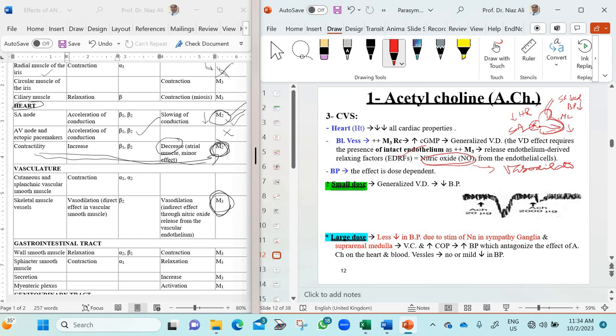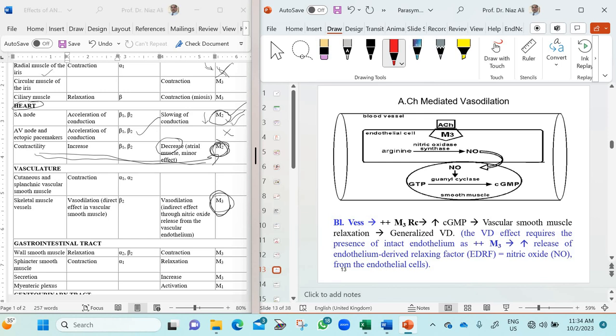Remember, in small doses, the acetylcholine is going to produce a very good fall in blood pressure. But in large doses, as we discussed in the last yesterday lecture, there is a release from the adrenal medulla, the norepinephrine and epinephrine, and it is going to compensate the fall in blood pressure by release of norepinephrine. So there will be a very small fall in blood pressure if you give large doses, because from the sympathetic ganglia the norepinephrine and epinephrine will be released.